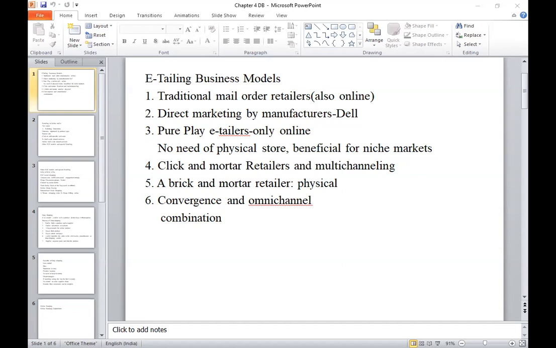E-tailing is through the internet. When we do any business through online transactions, it is e-tailing. I am wondering whether I can reach you, whether you understand what I am speaking, because through your faces I cannot make out whether you are understanding anything or whether my voice is reachable. So let me move ahead and ask questions. This is what e-tailing is.